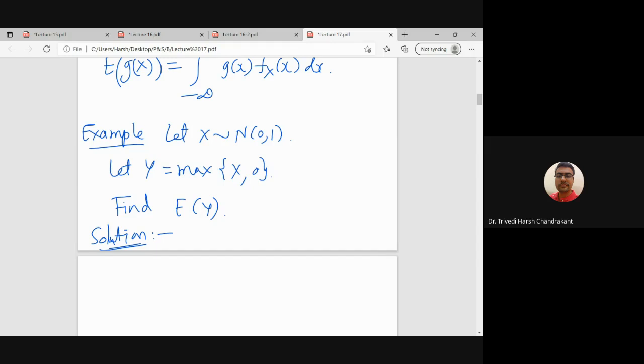The normal random variable is a continuous random variable, right? It is a continuous random variable. So what is the range of the random variable capital X?